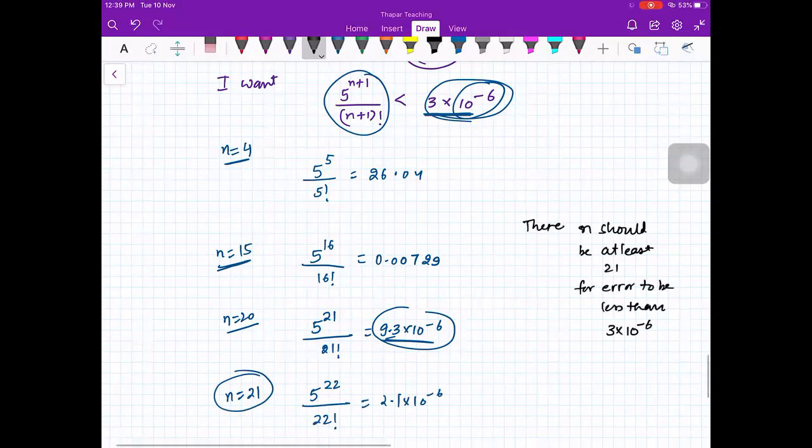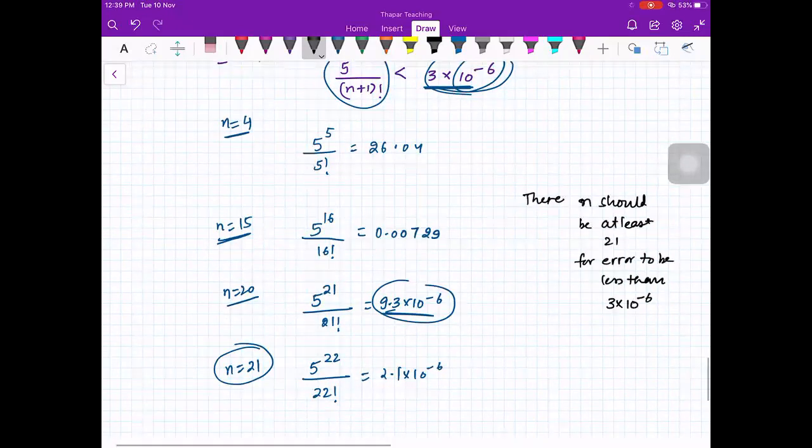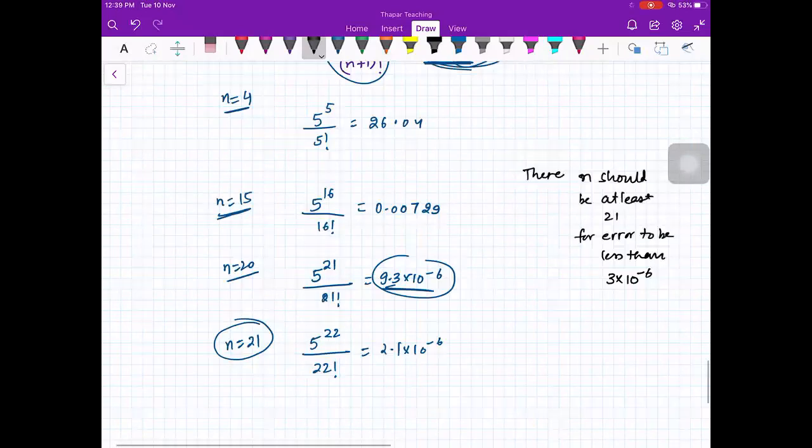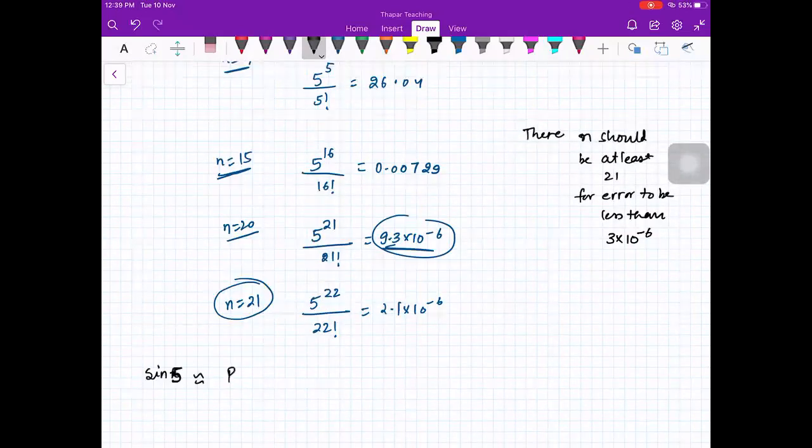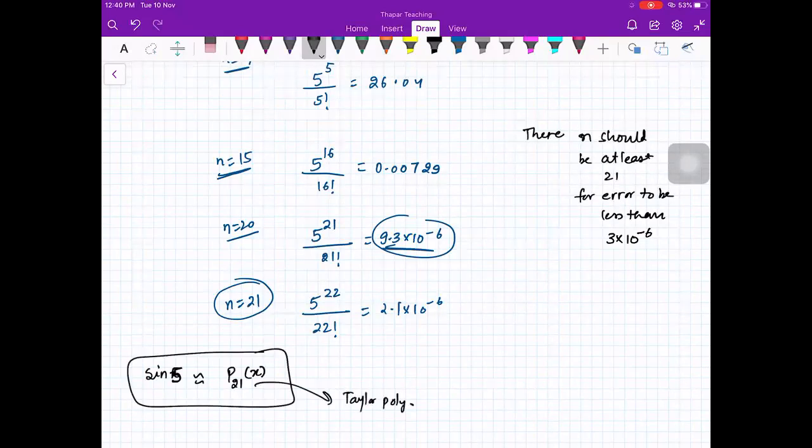So it means that if you want to approximate sine 5 with a polynomial, you will replace it with P21(x). Is that okay? So this is the Taylor polynomial. Is this thing clear to everybody? If you do so, your error will be less than 3 into 10 to the power minus 6.